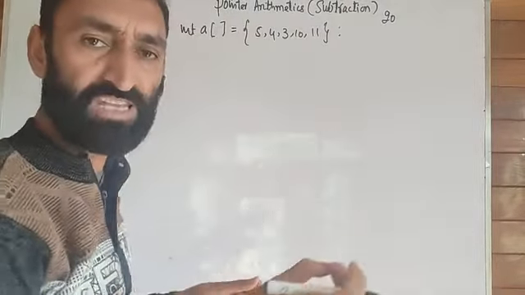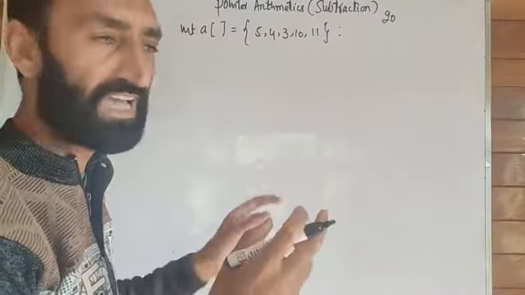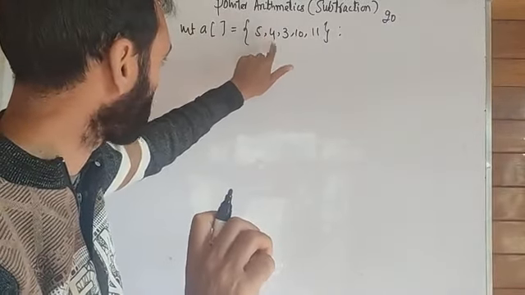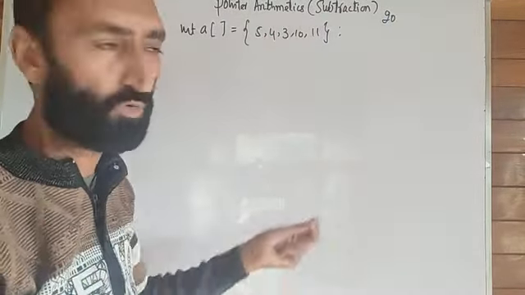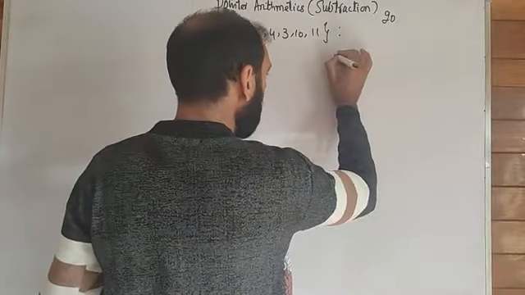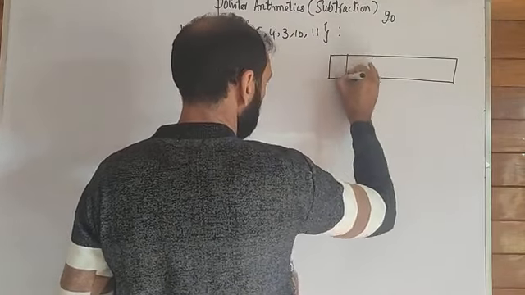So 5 into 4 equal to 20 bytes. 20 bytes of memory will be allocated in the memory for this array.